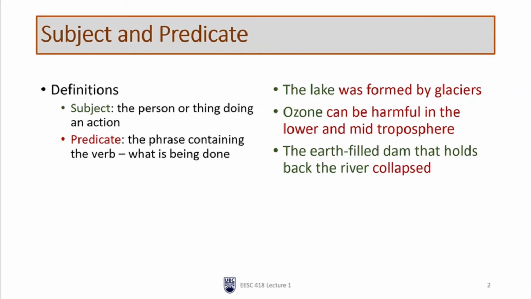And the reason I've chosen these sentences is to show that there is no length for a subject or predicate. Either can be one word or a long string of words. It's really about the idea of what is being expressed by each. So the subject is the person or thing doing an action, and the predicate is the action along with maybe a description of that action.